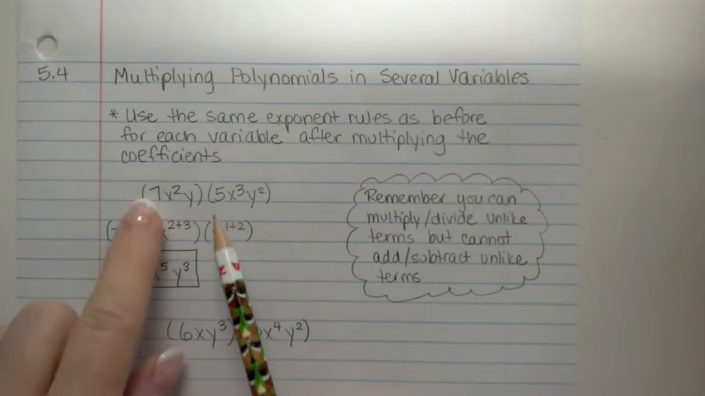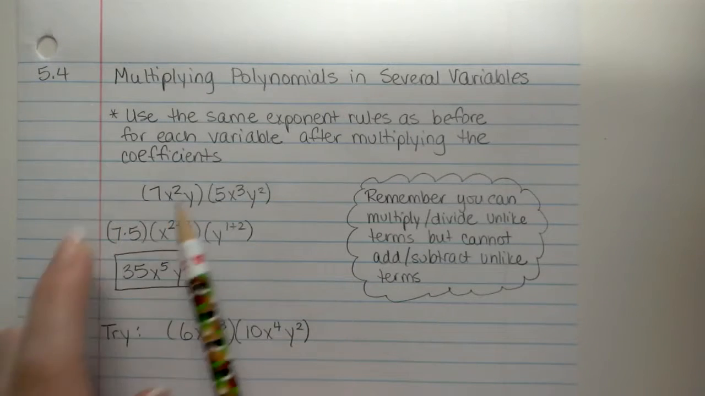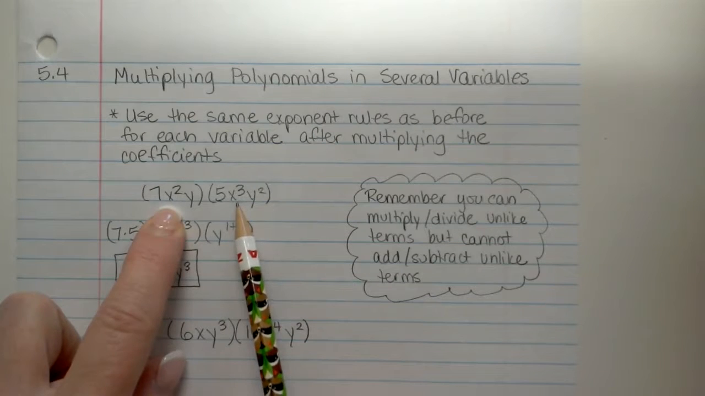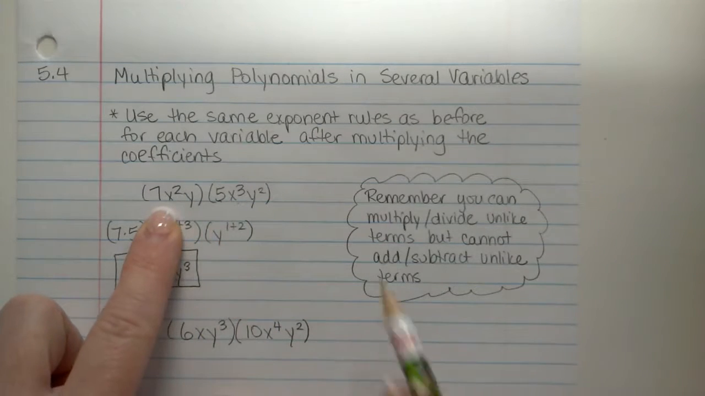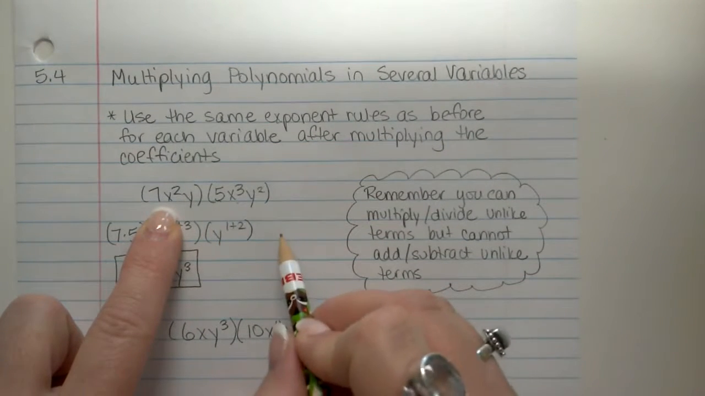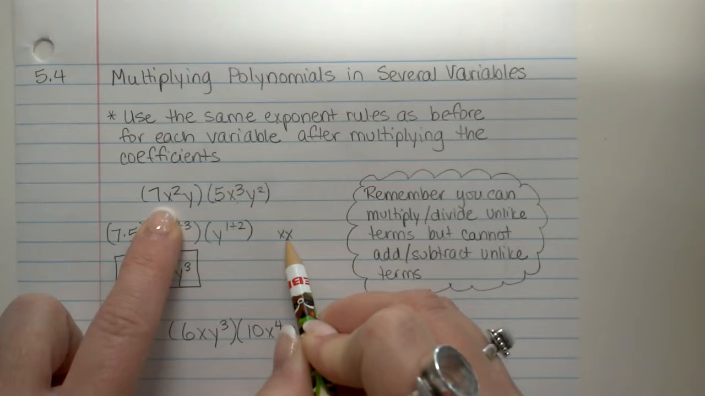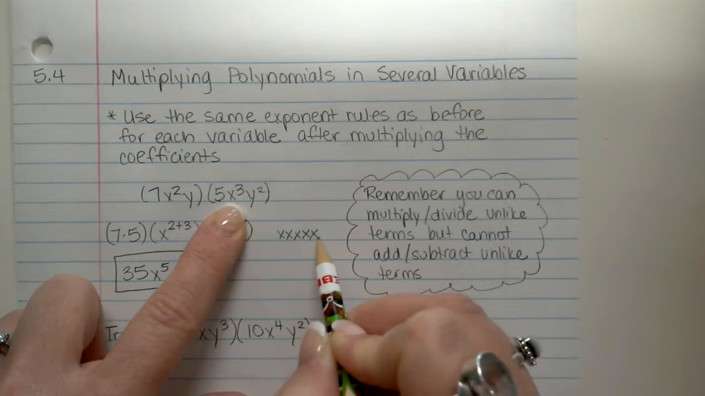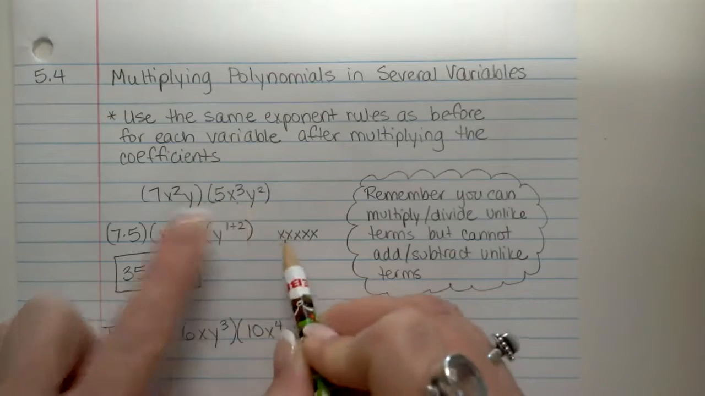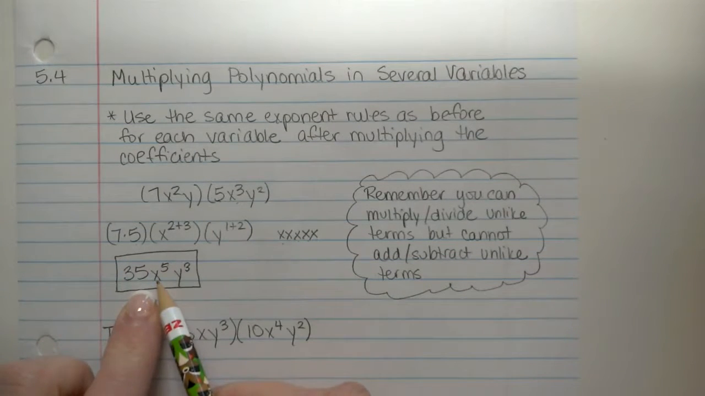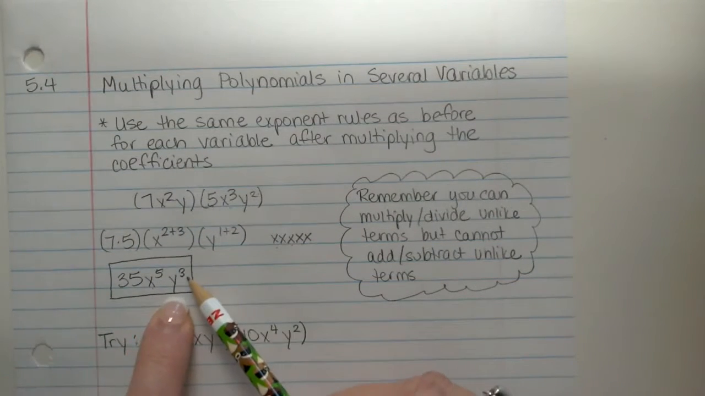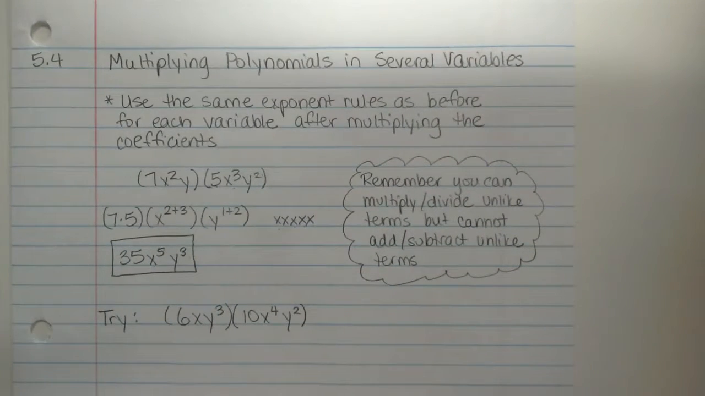So here we're multiplying. So the 7 times the 5 can be multiplied together. The x terms can be multiplied. You have x squared, which, remember what x squared means. X squared is x times x, and x cubed means you have 3 more of the x's. So altogether, you have 5 x's being multiplied. 1 y multiplied by 2 more y's will give you 3 y's. That's why that works that way.